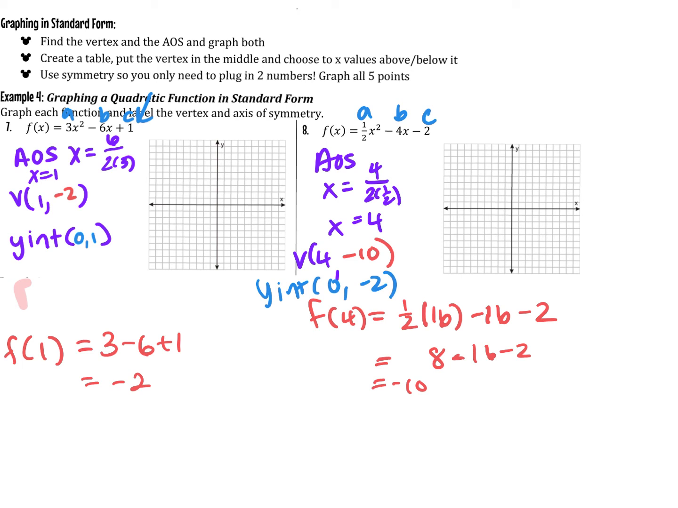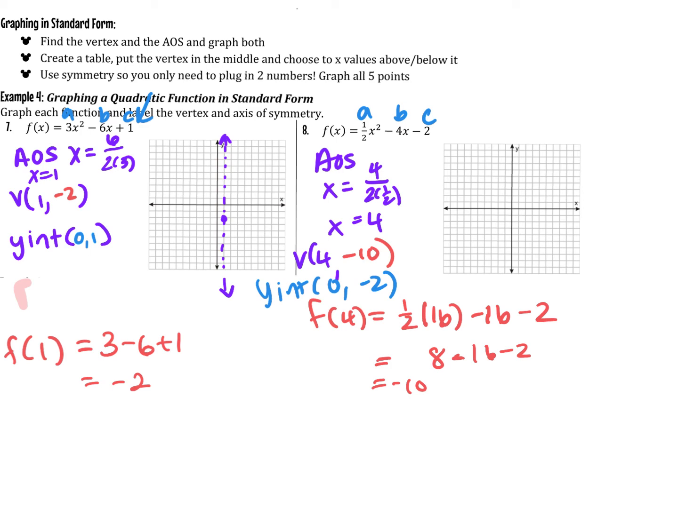So just like we did with vertex form, after we find this information, after we find the axis of symmetry and the vertex, we're going to go ahead and graph it. So I'm going to graph the vertex, 1, negative 2. I'm going to graph my axis of symmetry, my dotted line here. And then we can make a table. One thing I want you to know is that we already found a point that's on our graph. So I can plot the point 0, 1.